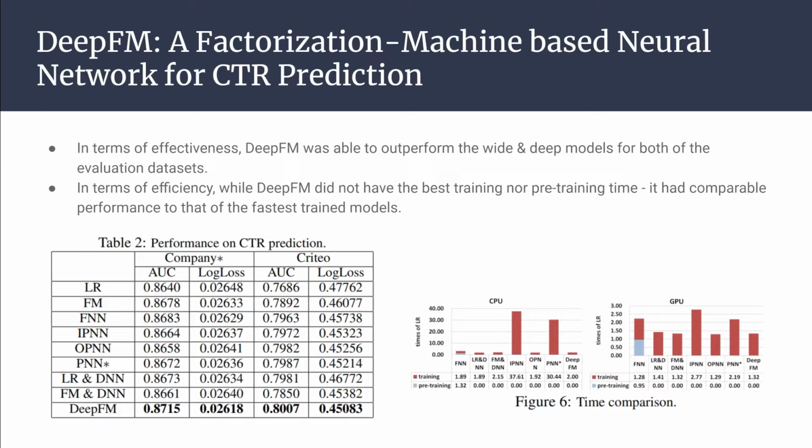And just to be clear, they were focusing on CTR prediction, which is click-through rate, just basically trying to predict whether or not users would click on a specific ad or something like that, or a specific piece of content. And we can see on the graphs on the right that in terms of training time and pre-training time, DeepFM, although it wasn't the best out of all the different models that they tested against, actually had comparable results to those of the lower end. It had a pretty quick training time.